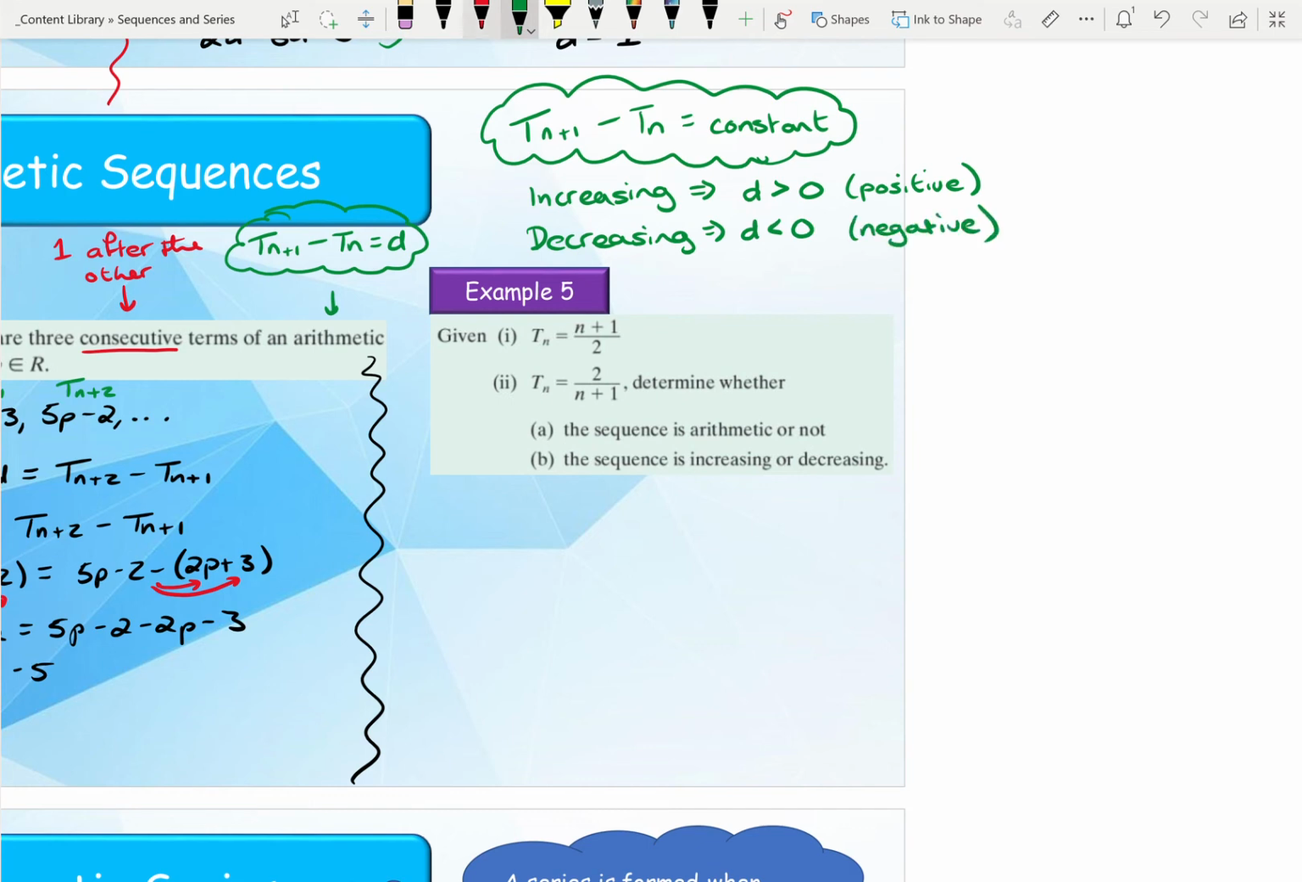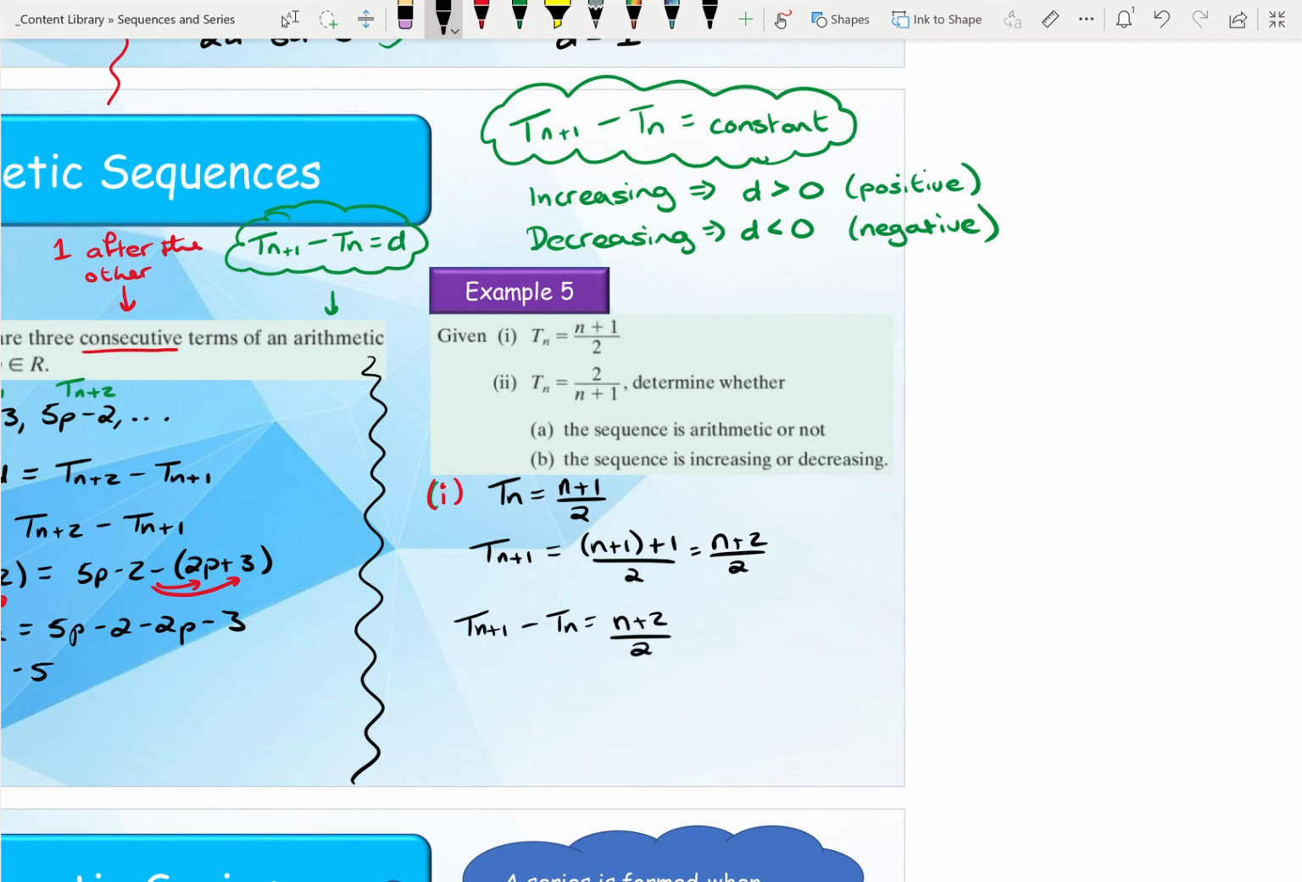So to try and test this one here, if we look at the first pattern, we have tn is equal to n plus 1 over 2. To find tn plus 1, anywhere I see an n, I'm going to sub in n plus 1, which leaves me with n plus 1 plus 1 over 2, which is really n plus 2 over 2. So now I'm going to minus them. So I have tn plus 1 minus tn, and I'm going to see what I get.